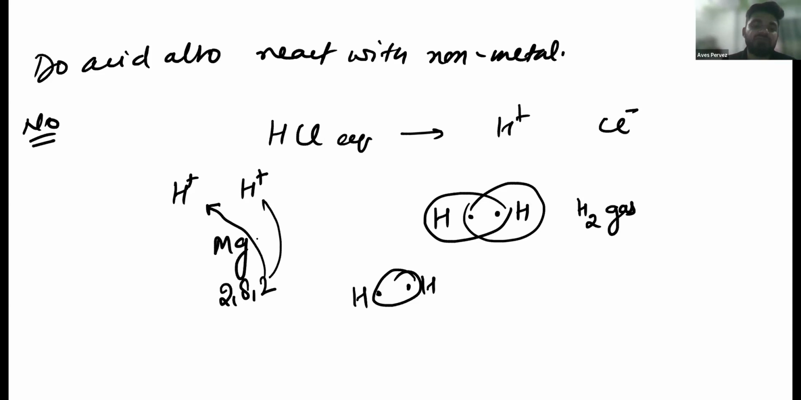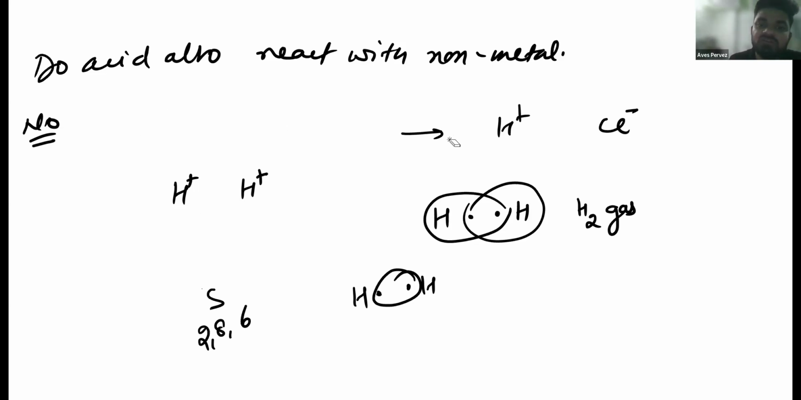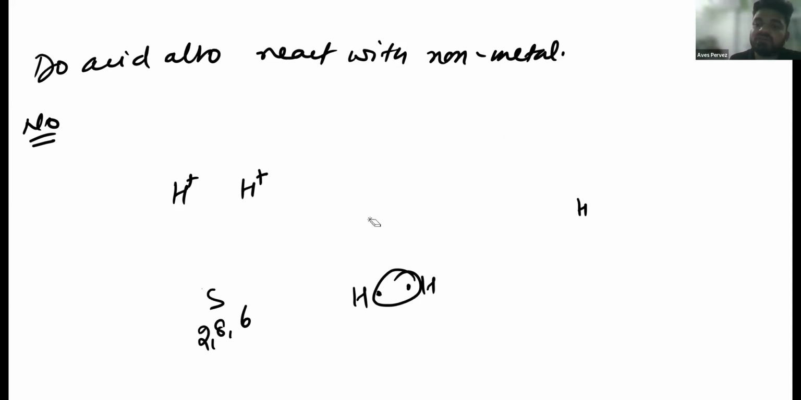While if instead of magnesium, let's suppose there is nitrogen, or let's suppose there is sulfur 2, 8, 6, it cannot donate electrons because it needs electrons. Sulfur needs 2 extra electrons. So sulfur itself needs 2 electrons, meaning sulfur is actually electron deficient. It does not donate the electron to the hydrogen ion to form hydrogen gas. So we can simply say that no, acids do not react with non-metals because non-metals are electron deficient.